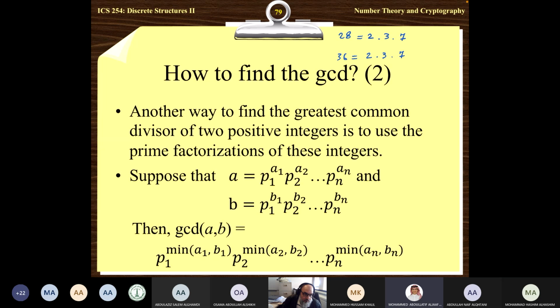2 to the power 2, 3 to the power 0, 7 to the power 1. Exactly. 4 multiplied by 7 is 28. Now, what about 36?